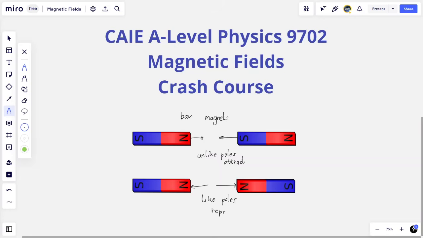Remember, this is not analogous to the force between charges, because that exists as a monopole. A charge can either be positive or negative. But a magnet must exist as a south and a north pole. There don't exist magnets of just a north or a south pole.